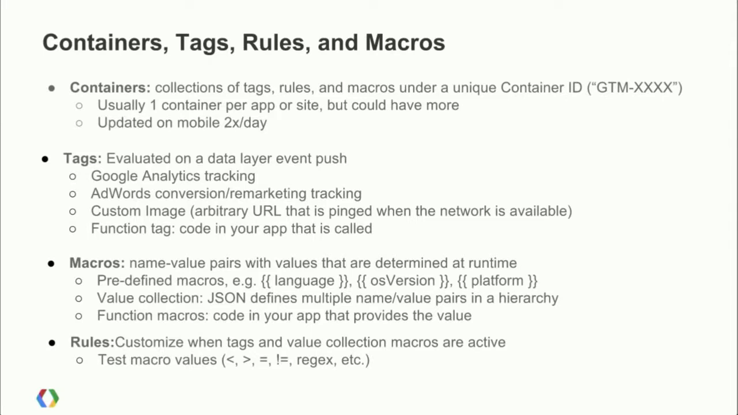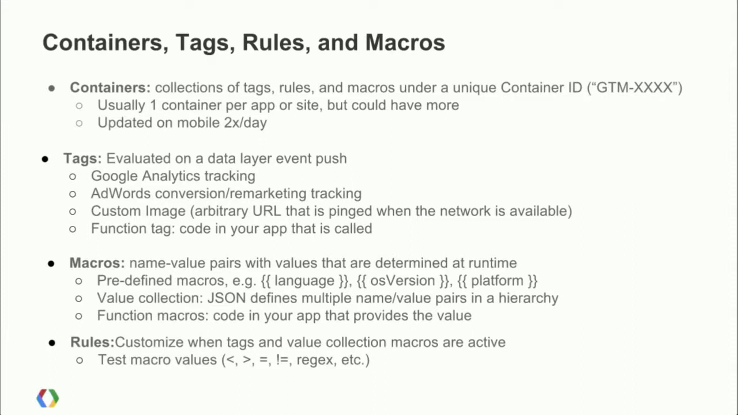Just like we had the function tag, where you have custom code in your application that executes in response to pushing a particular event, similarly, we have function macros, which are custom code that executes for a particular macro you've registered. So you register that you want to handle some particular kind, and when that kind happens, it'll call back into your application and ask for a value.